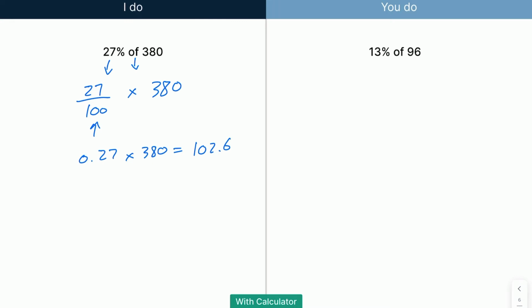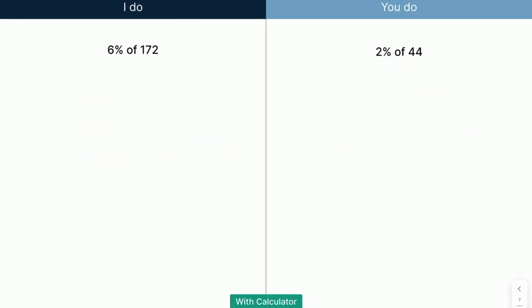Now hopefully you've pressed pause and had a go at the example on the right. Again, percentage can be written out of 100. The of just becomes a times sign and 96. Now you can type it into your calculator like this, but I like to go a step further and just convert it to a decimal. So 13, divide that by 100 and times that by 96. Now if I type that into my calculator, I get 12.48.